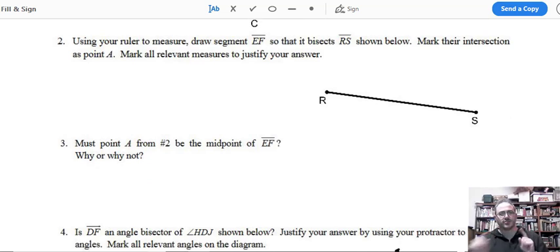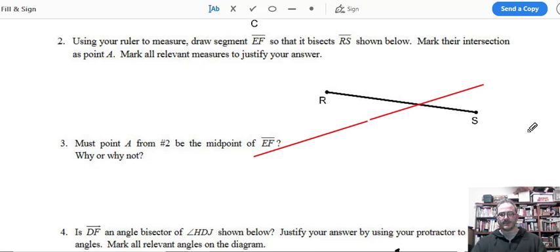Using your ruler to measure, draw EF so that it bisects RS as shown. So we need to find the midpoint of RS and draw EF through it. Mark their intersection as point A. Mark all relevant measures to justify your answer.